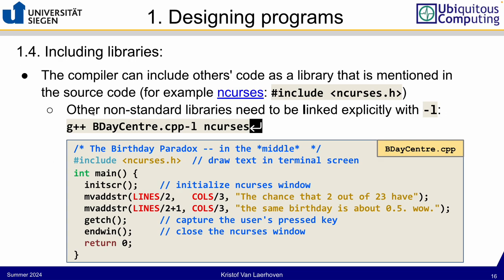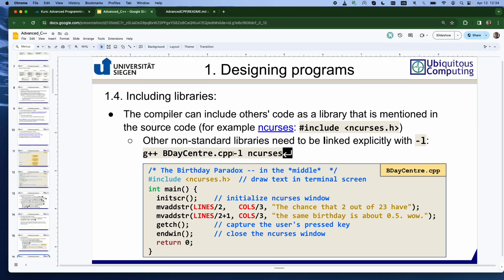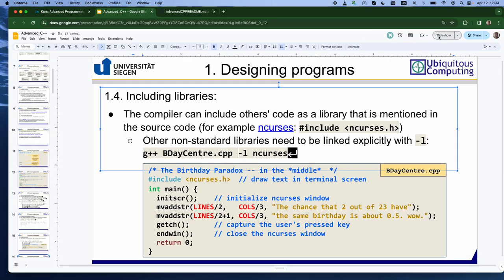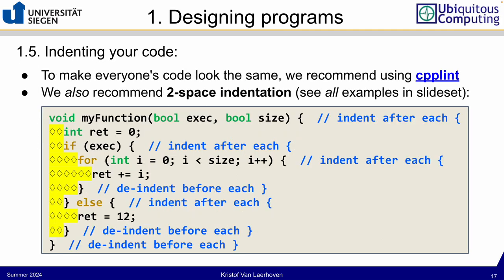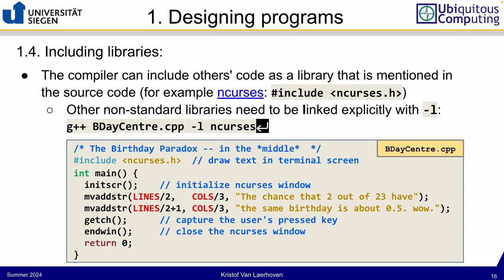In that case, when compiling, you need to add the minus l here. Actually, I made a mistake here. This should be a space. Right. And you can also try out this code, by the way, to see what happens when you use that code. But in this case, you would also need the ncurses library installed in your system, of course.